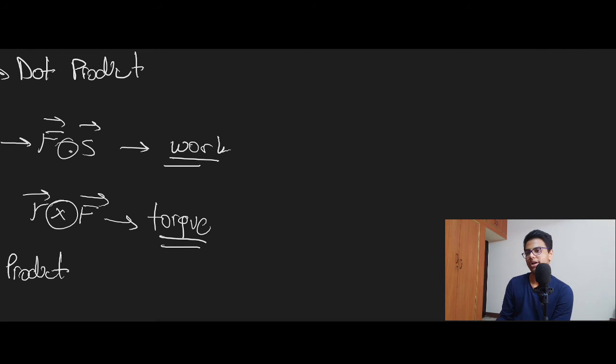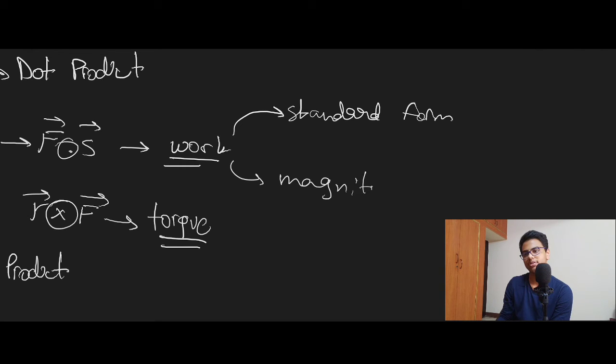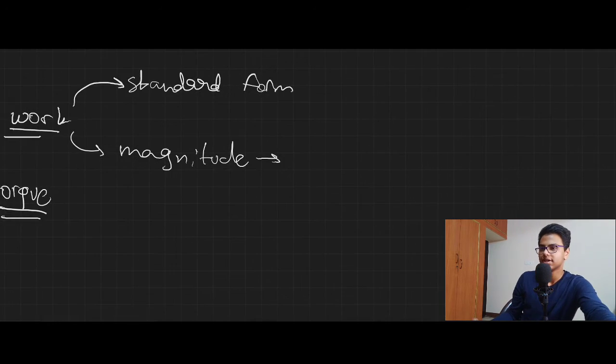So over here, this work is our scalar quantity. Torque is a vector quantity. How do we find the dot product of any two vectors? To find the dot product of any two vectors, we can do it in two different ways, right? We have two methods of doing this. One where we use the standard form of vectors. Other where we are just finding the magnitude. All right, let's go ahead and talk about the magnitude one first because that takes a few seconds, right?